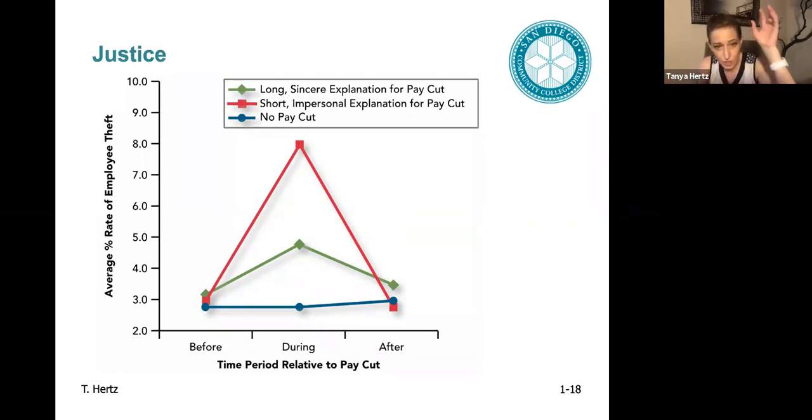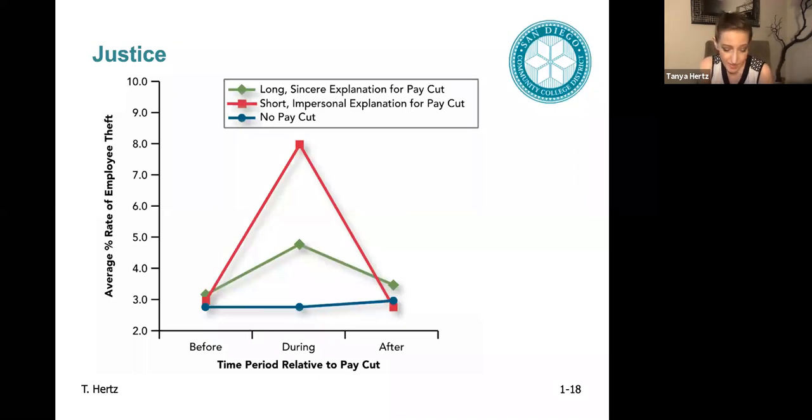So one of them was this short, like, we don't care about you, this is the way that it is. And the other was, they took their time, they sat everybody down and they explained it. And the result was staggeringly different. You saw a significant increase in things like employee theft in the organization with the short explanation. So people felt like this isn't fair, right? And so what am I going to do to even out the scales of justice? I'm going to take something from the company, right?